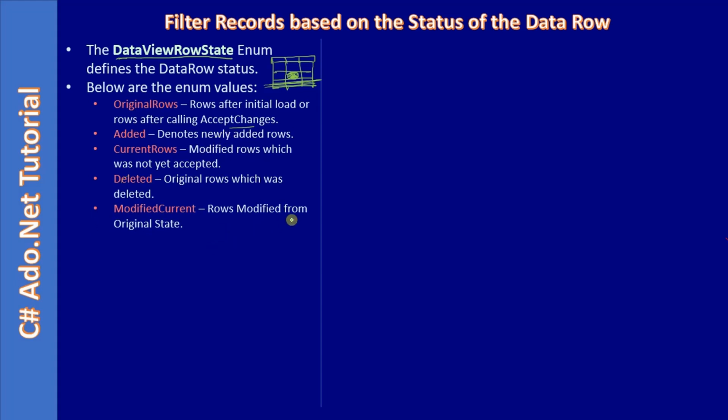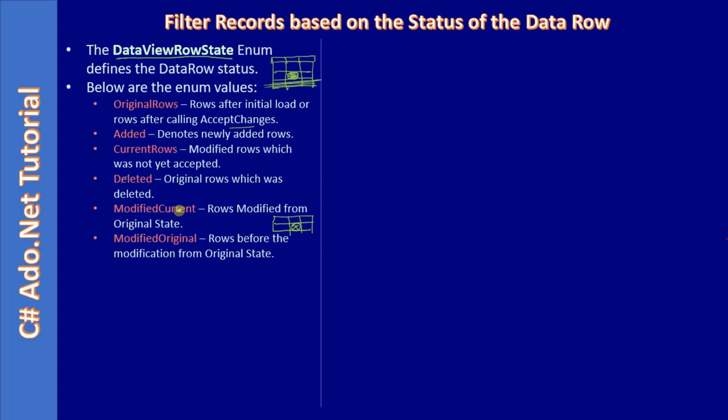Modified current. Rows modified from original state. So we can get all modified rows. Modified original. Rows before the modification from original state. So these two can be used together. Modified current means row modified from original state. So if you take this one, the row previously was in the state after initial load, and then this row was modified, right? And let's say that we haven't made a call to accept changes yet.